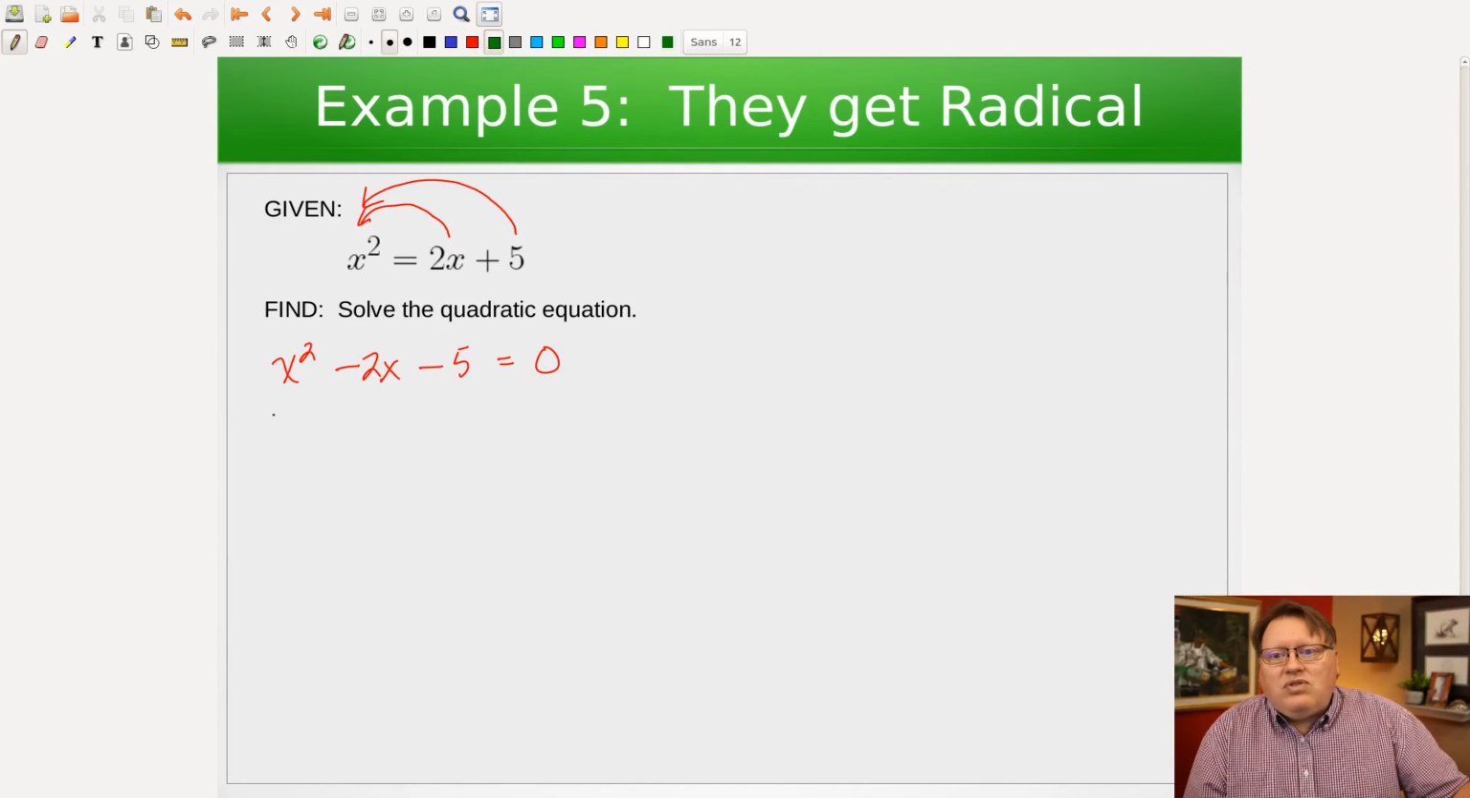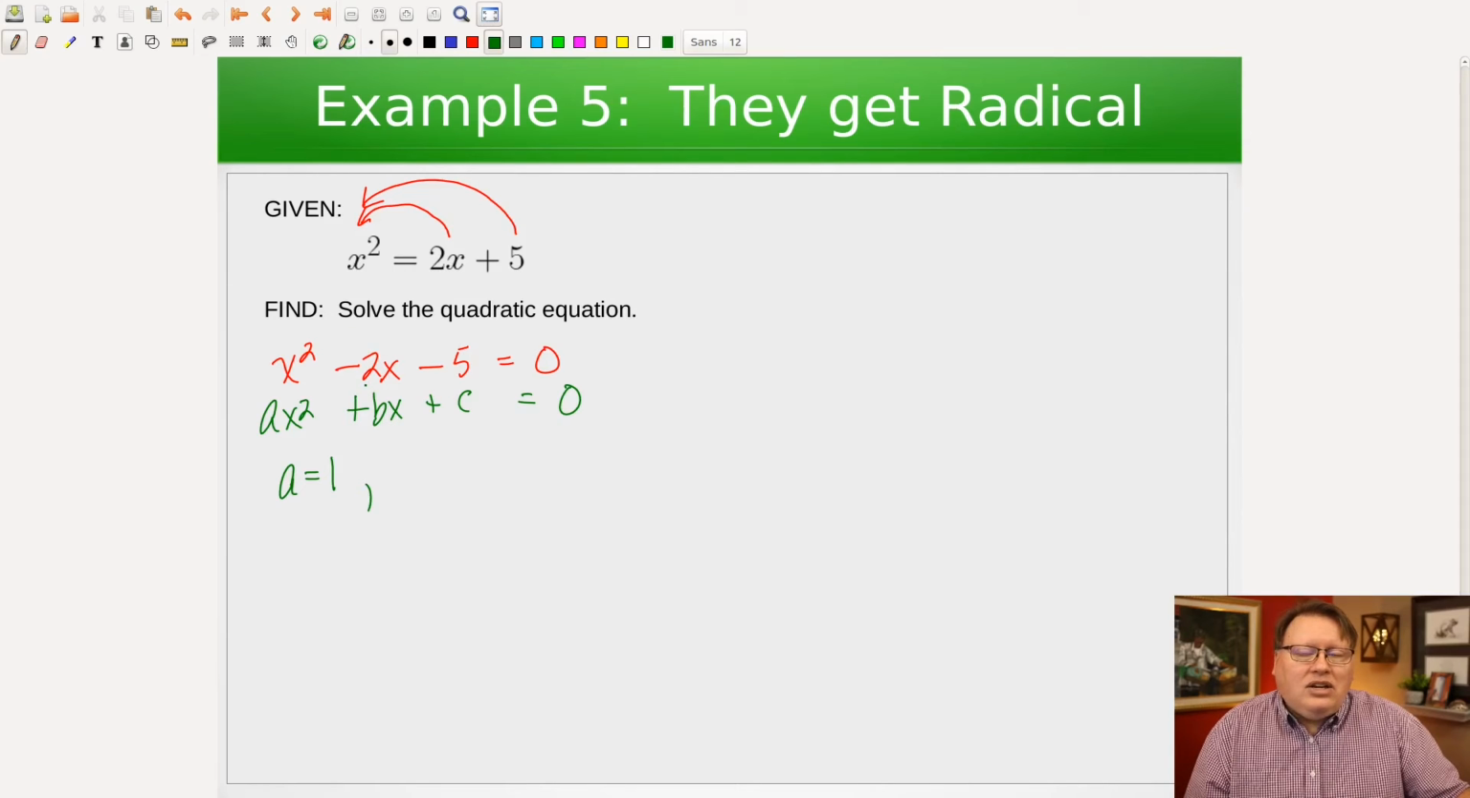Now we want to write down ax squared plus bx plus c is equal to 0. And our coefficients are a equal to 1. B, again, don't forget the negative. B is equal to a negative 2. And c is equal to a negative 5. Okay? So now we want to substitute into our formula. And remember I told you, always write down the formula first before you start doing substitutions.